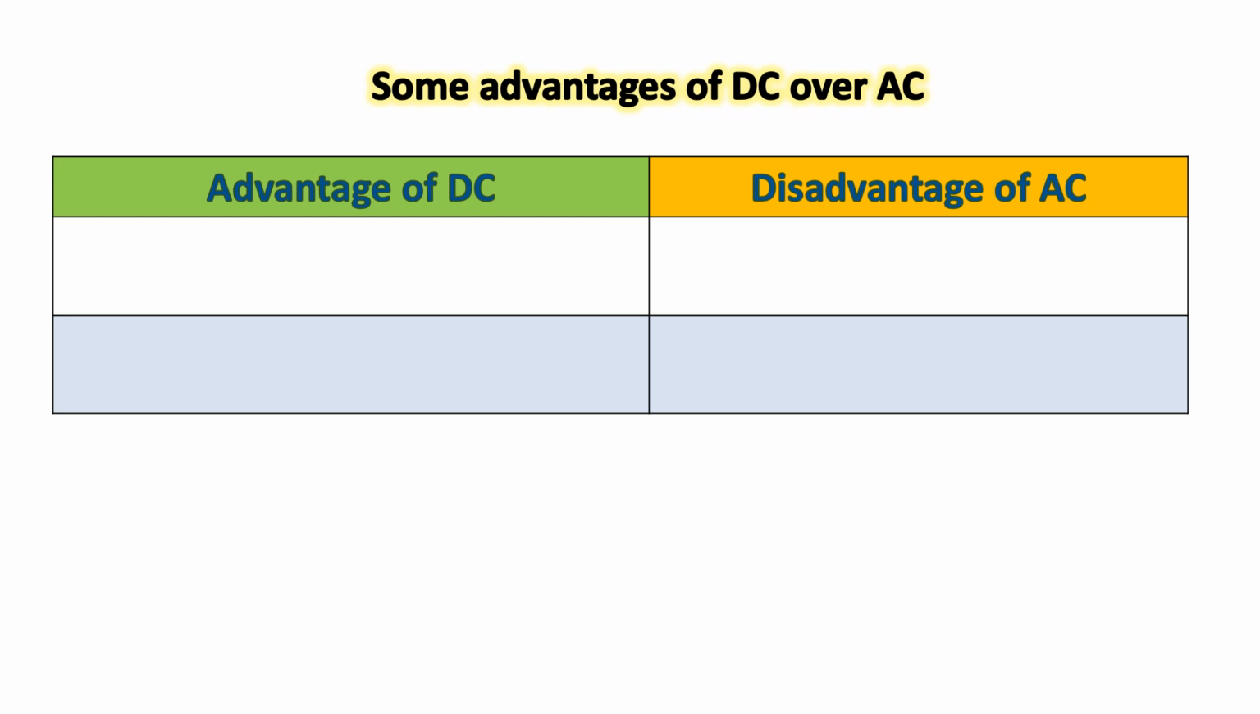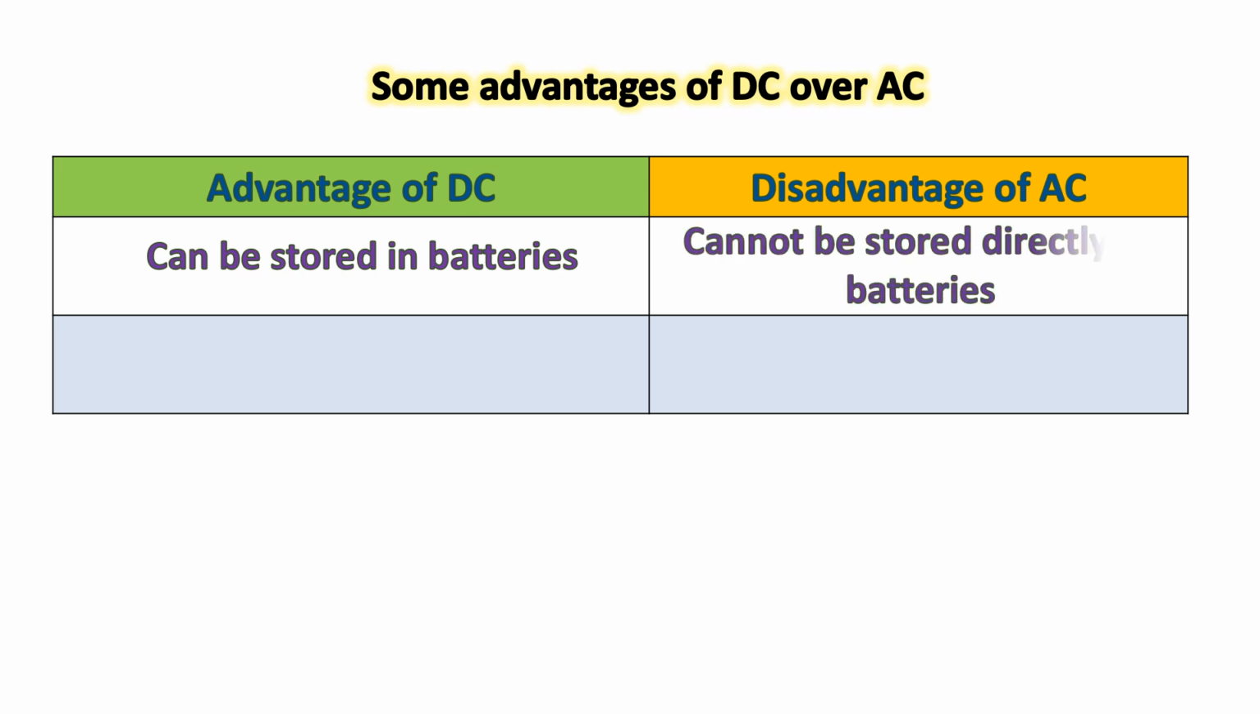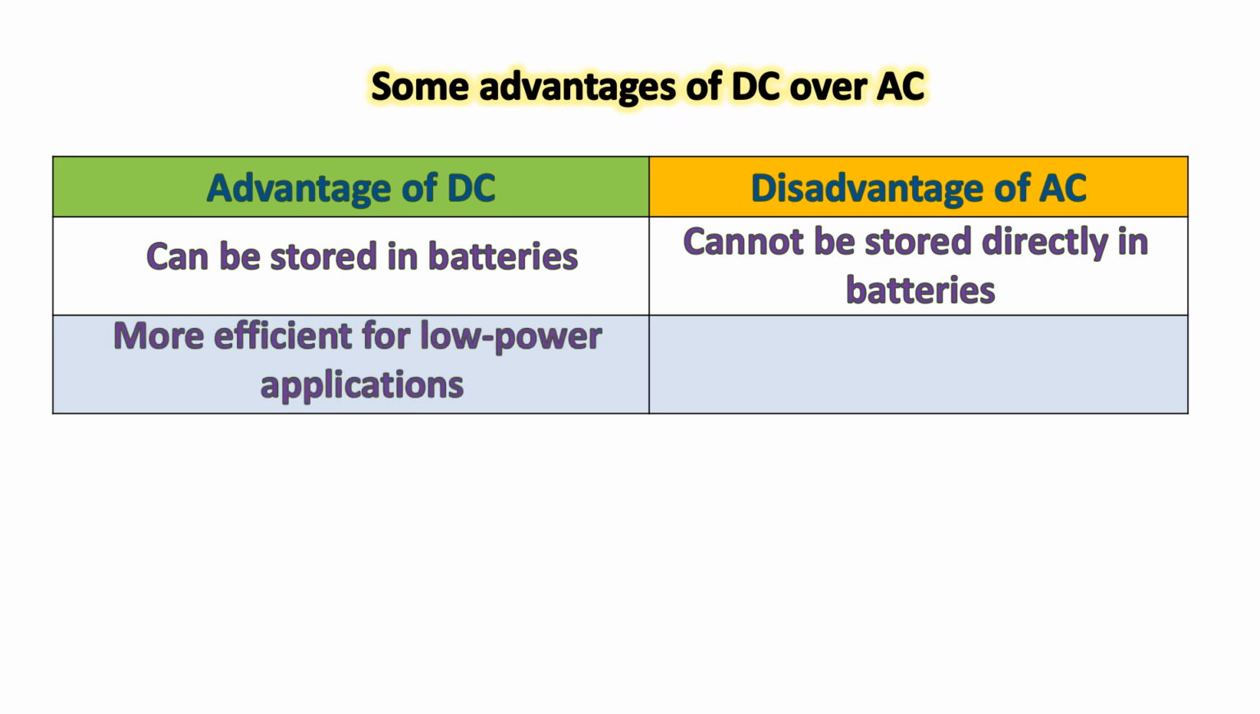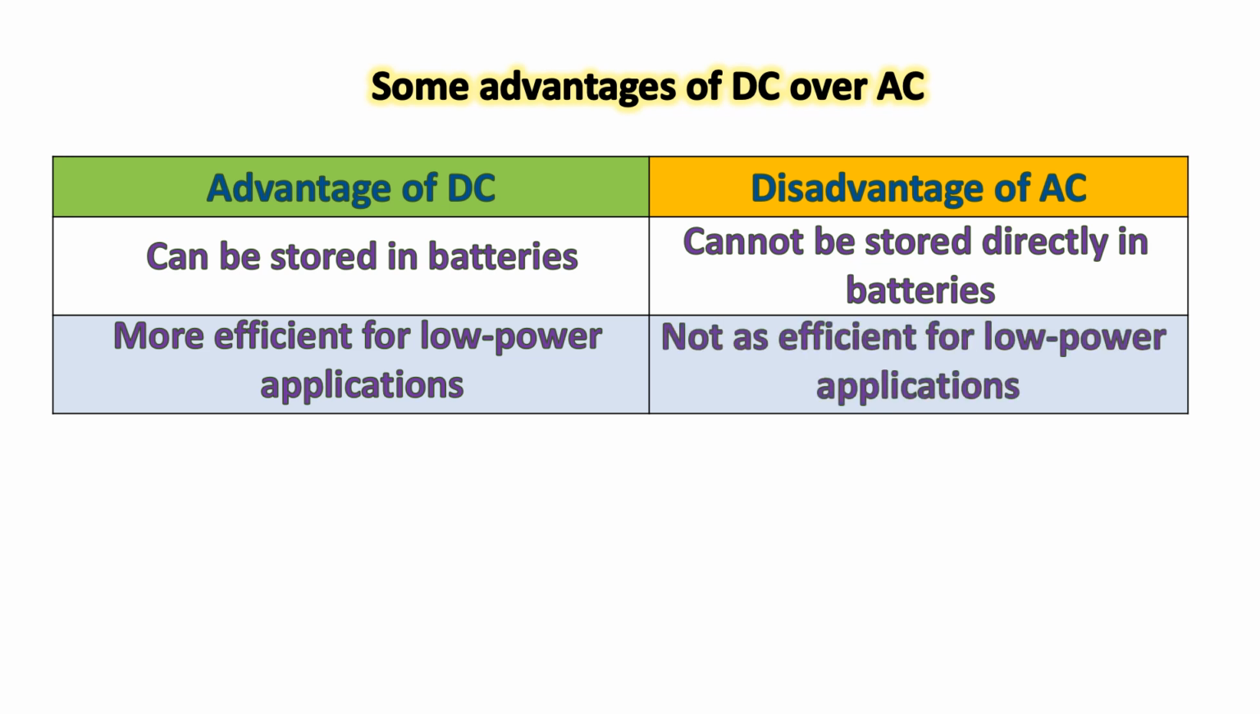Now let's discuss some advantages of DC over AC. DC can be stored in batteries, while AC cannot be stored directly in batteries. DC is more efficient for low power applications, while AC is not as efficient for low power applications.